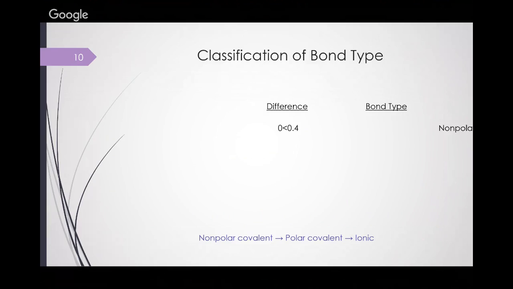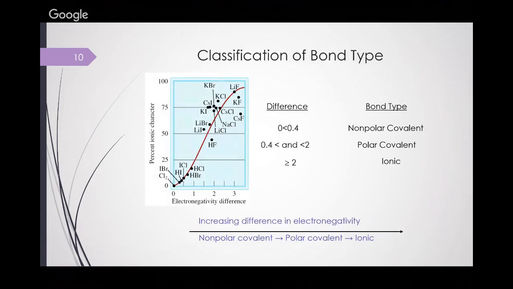So then how can we classify our bond types? Well, we just talked about how we find our electronegativity differences. You look at the numbers and you subtract them. So when our electronegativity difference is less than 0.4, we say it's nonpolar. If it's between 0.4 and 2, we say it's polar. And if it's greater than 2, we classify it as ionic.